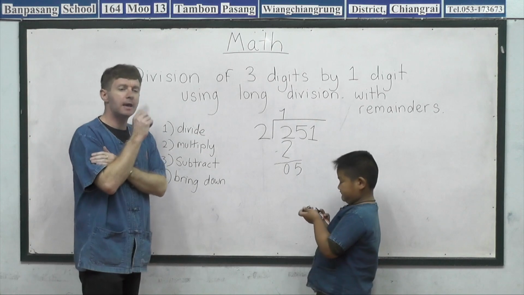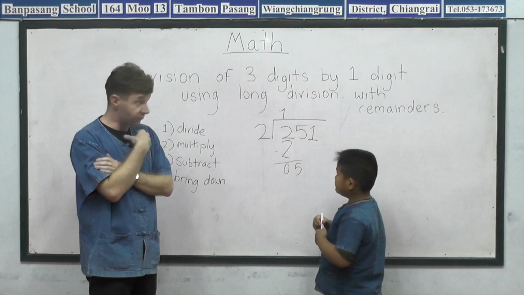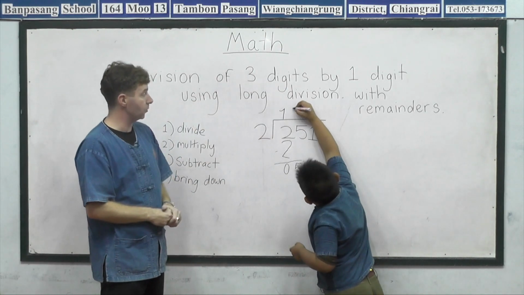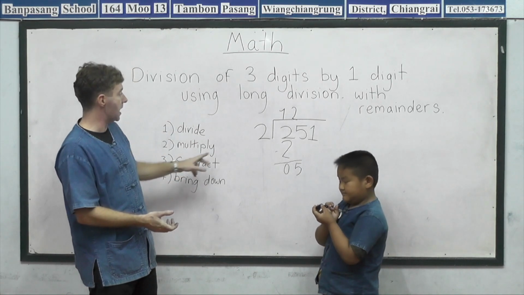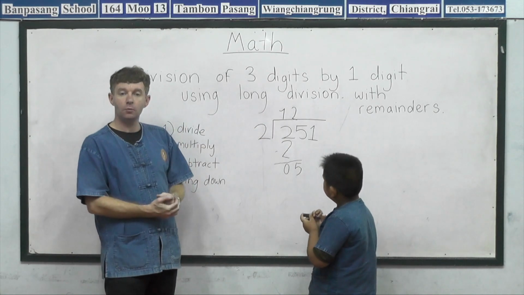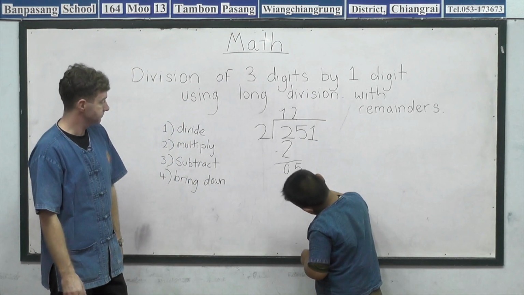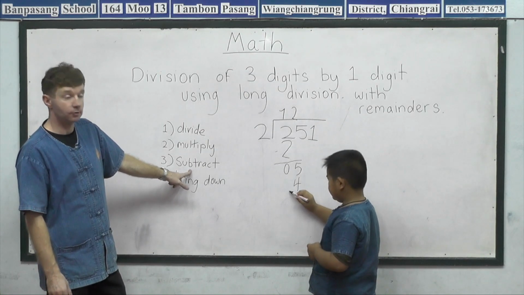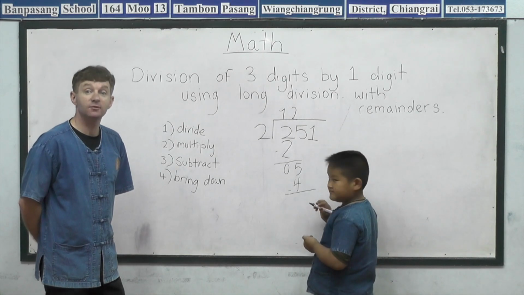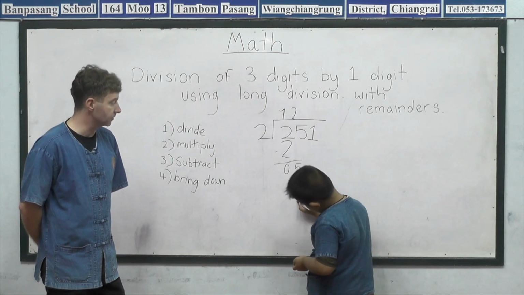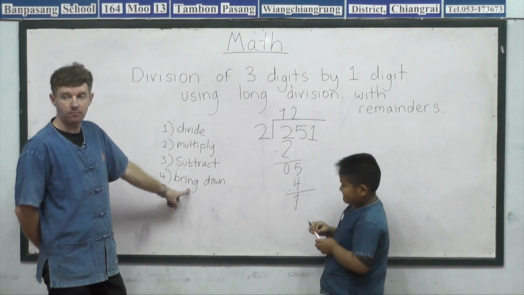Excellent. Okay, so now let's think. 5 divided by 2 equals 2. So we can write 2 in here. And now we multiply 2 times 2 equals 4. Excellent, Ned. Now we're ready to subtract. 5 minus 4 equals 1. Excellent. So now we're at 1 and we're ready for our next stage.